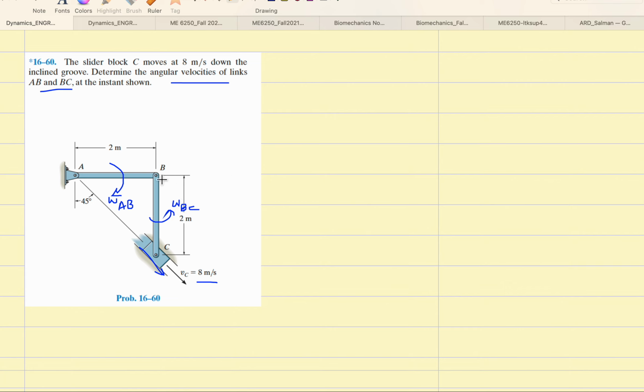So now what is the velocity VB? If this is the link AB, what is the velocity of point B? The magnitude, just see the magnitude, it is given as 2 omega. Now in terms of velocity vector, this is my I unit vector, this is my J unit vector, and this is exactly parallel to the negative J.